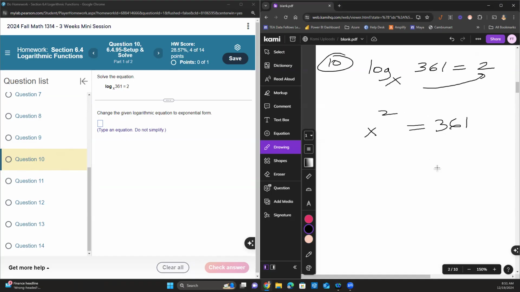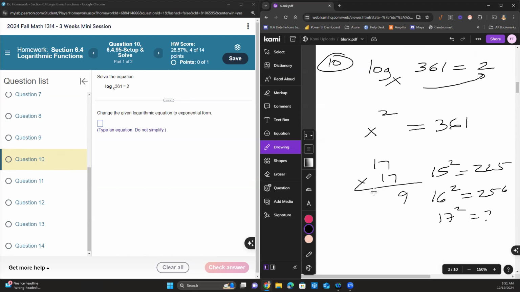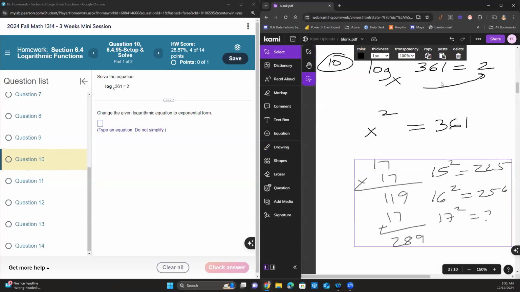So I'm going to think, I know that 15 squared is 225. I think that's all I know. Maybe I know that 16 squared is also 256, so I need something bigger. I want to check what 17 squared is. So 17 times 17. No, this is still very small, 289. So none of these work so far. So I need a number bigger than 17.